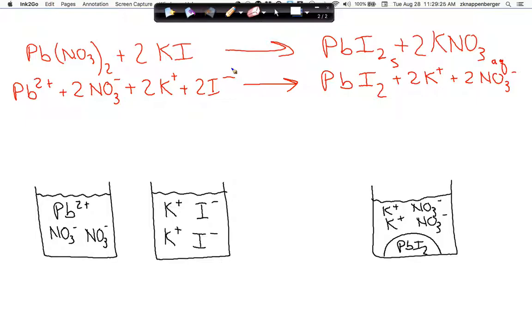Guys, who did the chemistry? So lead started as an ion in solution. Did it end up as an ion in solution? No, it ended up in a pile, right? So guys, what about the iodine? Where did it start? Ion in solution. Where did it end up? Bonded together with the lead down in the pile. So guys, the lead and the iodine did chemistry. The potassium and the nitrate did not. And there's a name for that.